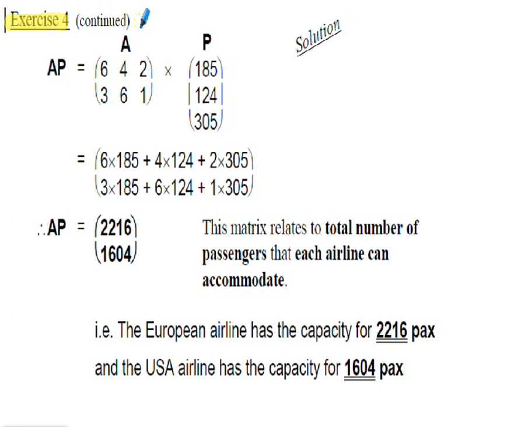Exercise 4 solution continued. Now we've got to find the total number of passengers that each airline can accommodate. So we need to multiply matrix A by matrix P to find AP. Again we multiply a row by a column. Here are the calculations for the first row by the column matrix P. So 2,216 passengers can be carried by the European airline. Multiplying the second row in matrix A with matrix P, we find these calculations here, which gives us a value of 1,604.